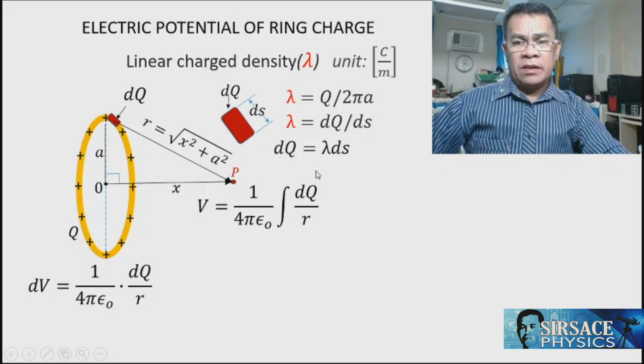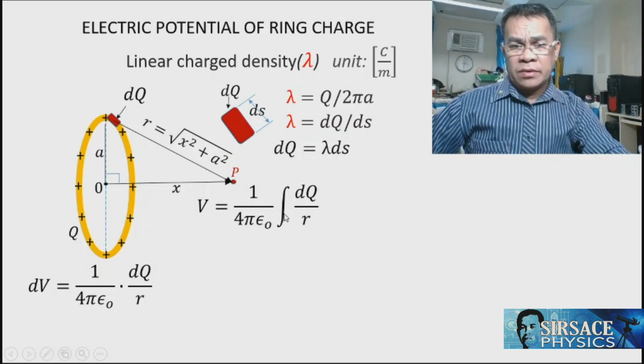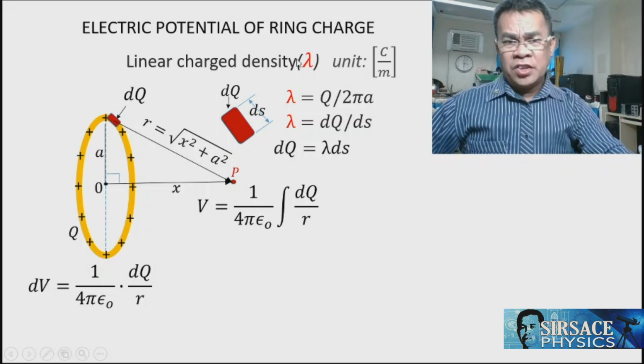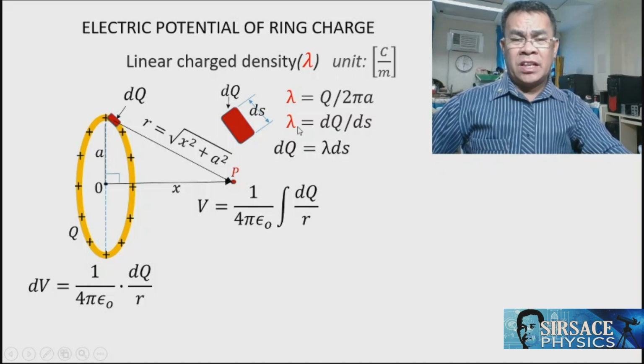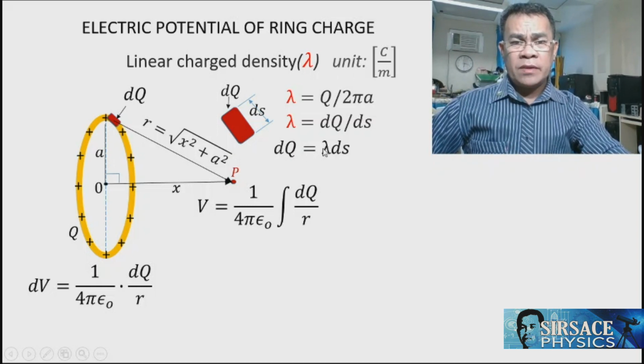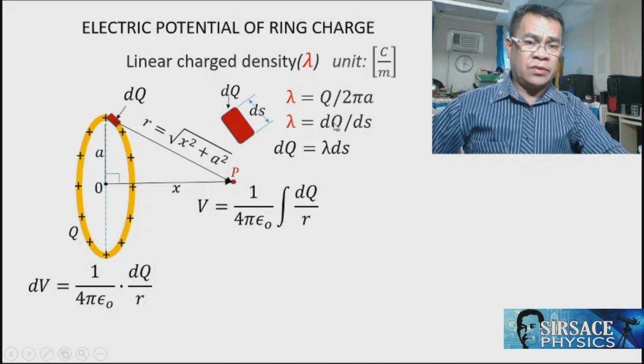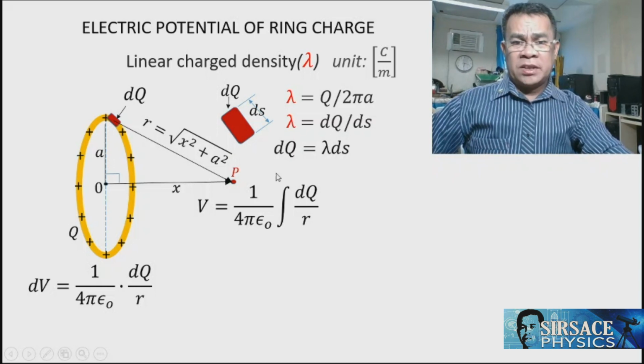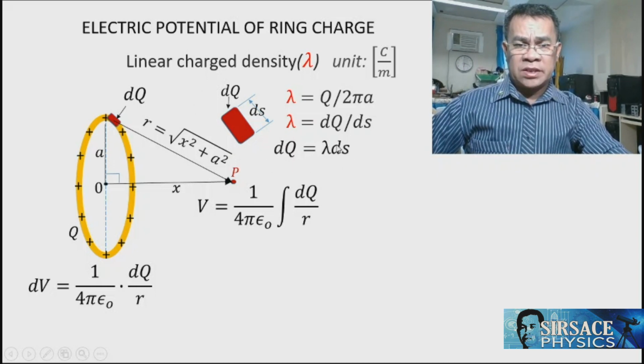Okay, remember again, we cannot use dq. Why? Because this is a ring charge. So therefore, that's why we use the linear charge density. But this linear charge density is actually in terms of our dq. So replacing dq here, dq is linear charge density times ds. So therefore, we can substitute it here also with r here.